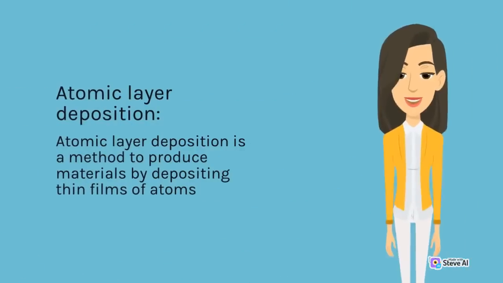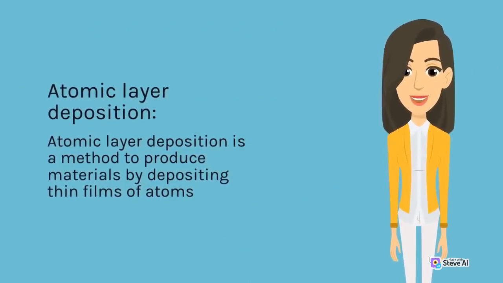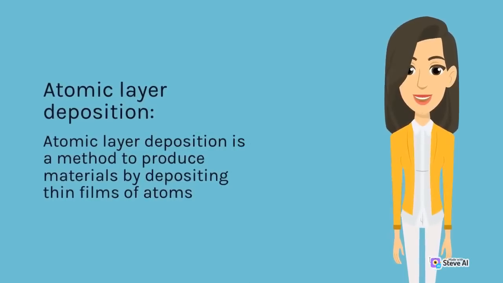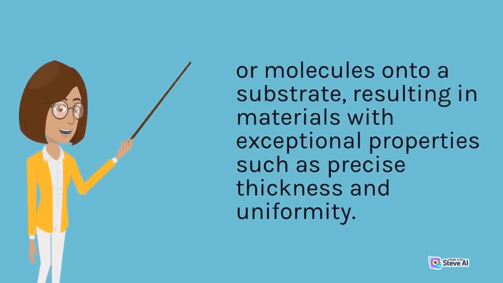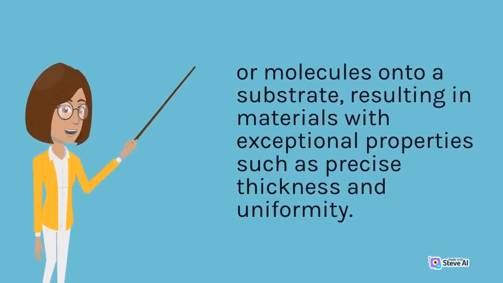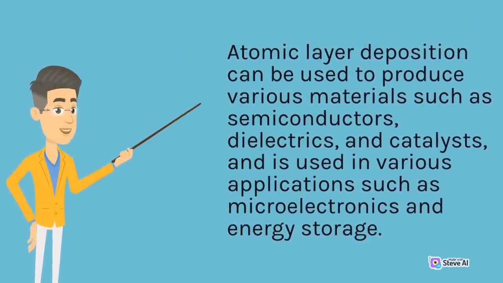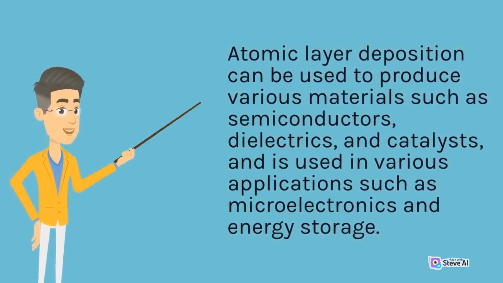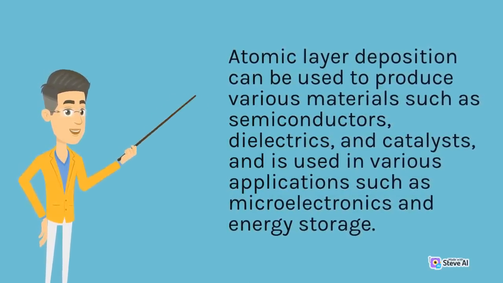Atomic layer deposition. Atomic layer deposition is a method to produce materials by depositing thin films of atoms or molecules onto a substrate, resulting in materials with exceptional properties such as precise thickness and uniformity. Atomic layer deposition can be used to produce various materials such as semiconductors, dielectrics, and catalysts, and is used in various applications such as microelectronics and energy storage.